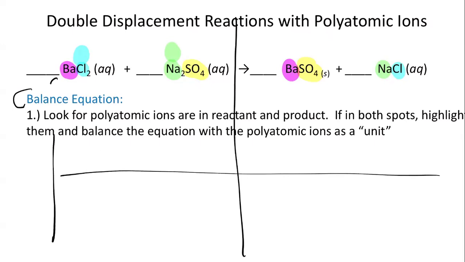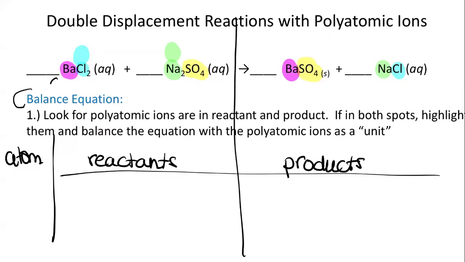So I have the atom or polyatomic ion, reactants, and products. Notice that I'm not counting the number of oxygens because I'm considering that a whole unit. So I have barium, chlorine, sodium, and sulfate. I'm keeping the whole sulfate together. I'm not putting charges on any of these things, just tracking the actual atom itself, what's happening.